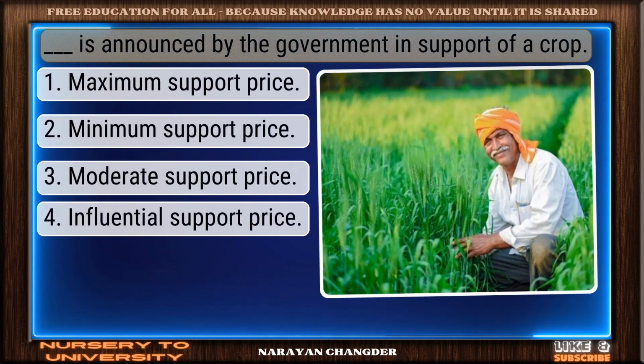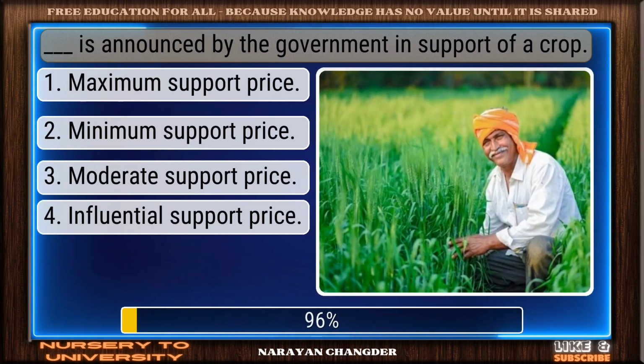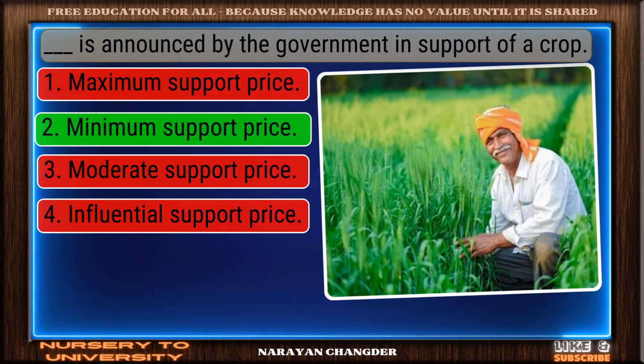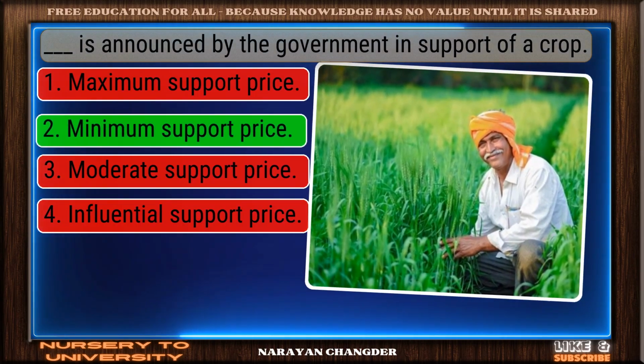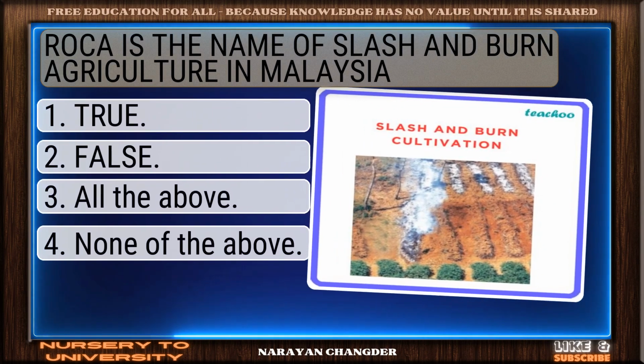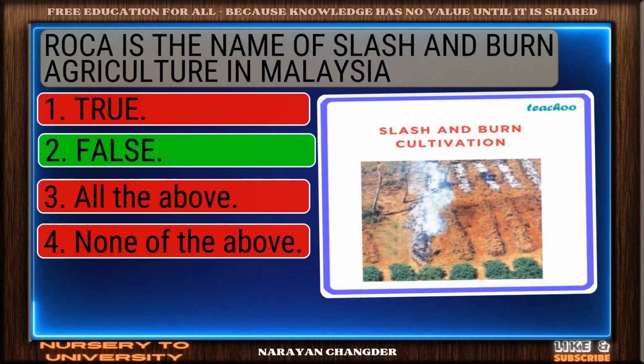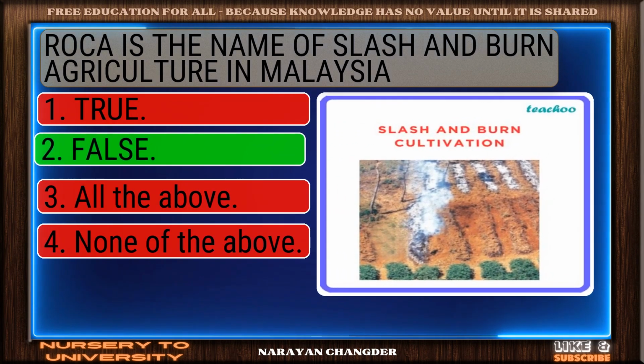Dash is announced by the government in support of a crop. You got it. Minimum support price fits. Roka is the name of slash and burn agriculture in Malaysia. Bravo. False is the answer.